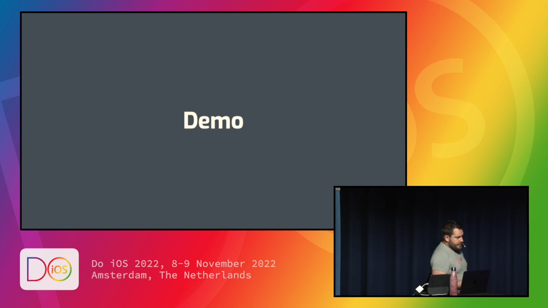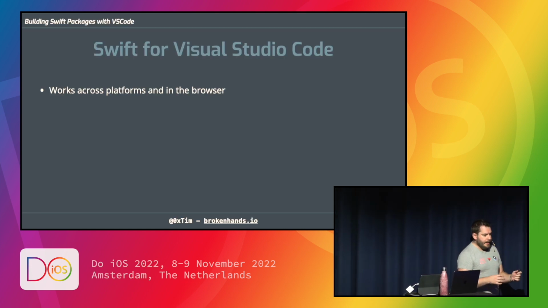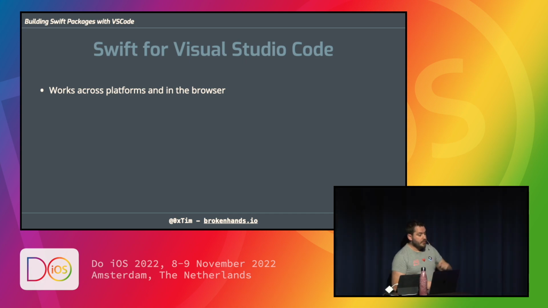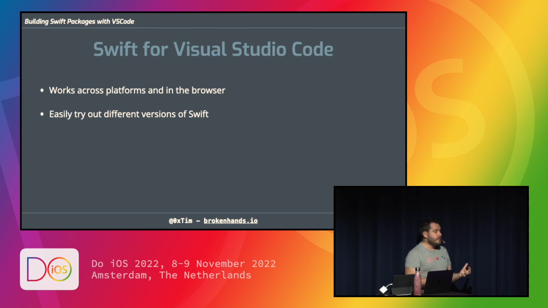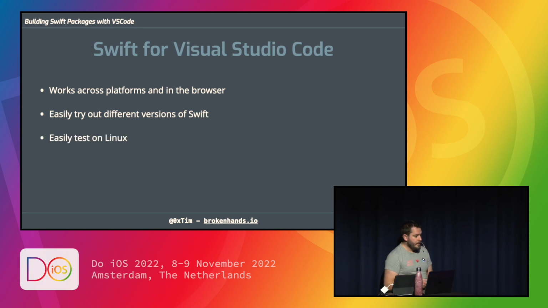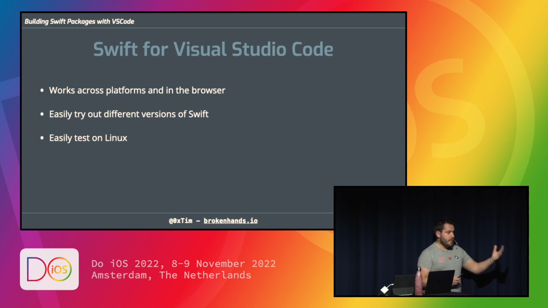So that was the Visual Studio Code extension. To recap, Visual Studio Code works across platforms and in the browser. So if you ever wanted to write Swift packages on your iPad, you can now do it. It's easy to try out different versions of Swift and different operating systems as well, which if you're writing cross-platform code is really important. And it makes it really easy to test your code on Linux as well, which when you're writing a web framework is really important because almost everyone deploys to Linux. So you must make sure it works on Linux.